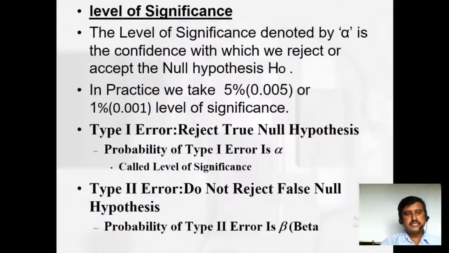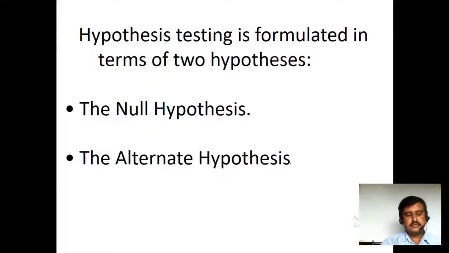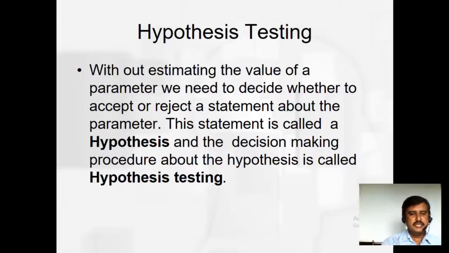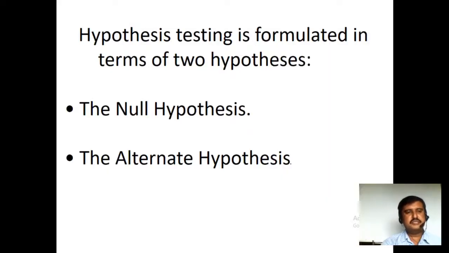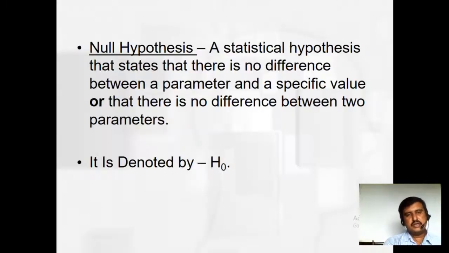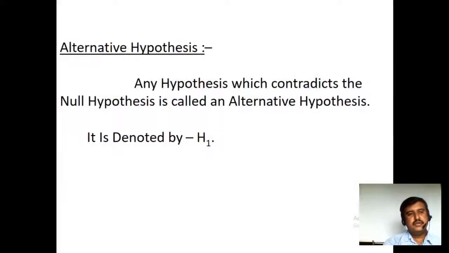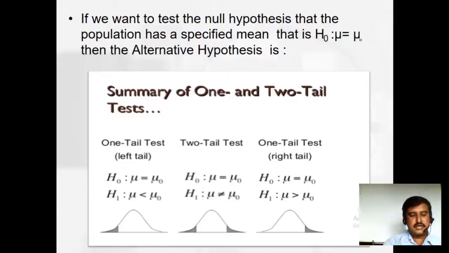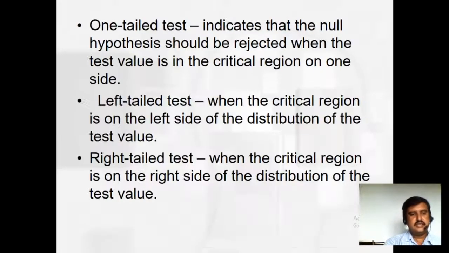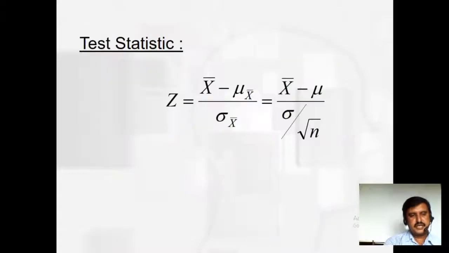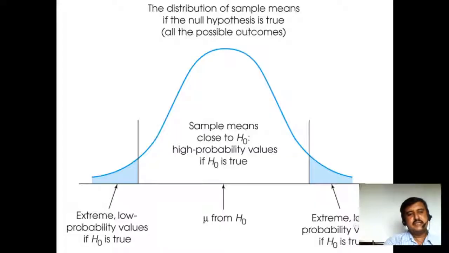Understand here? So this is a small introduction about testing of hypothesis. We discussed what is hypothesis and what is testing of hypothesis. Then we discussed two forms of hypothesis, null hypothesis and alternative hypothesis. And we discussed one-tail test and two-tail test. In one tail we have the left-tail test and right-tail test. Then we discussed level of significance, then the test statistic.